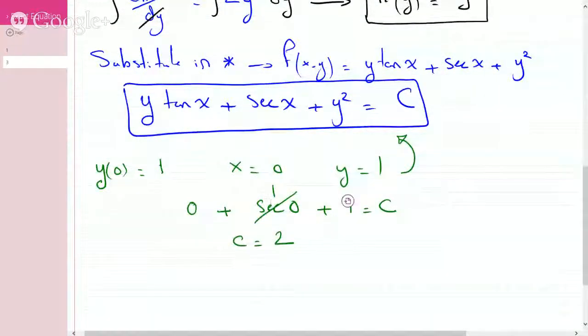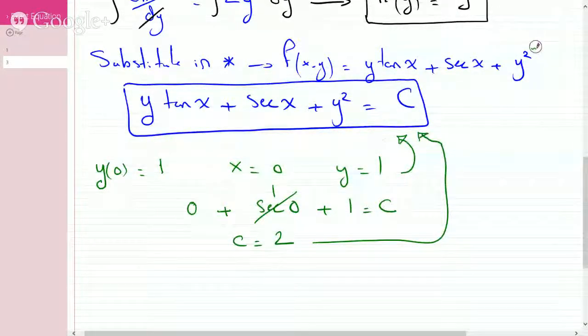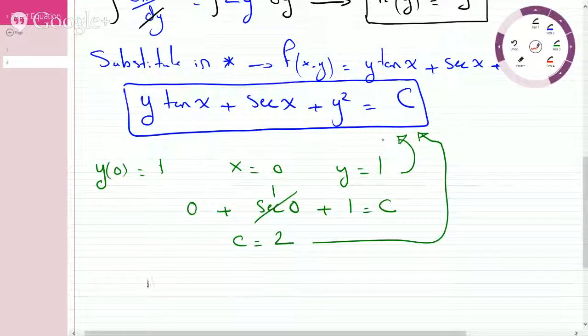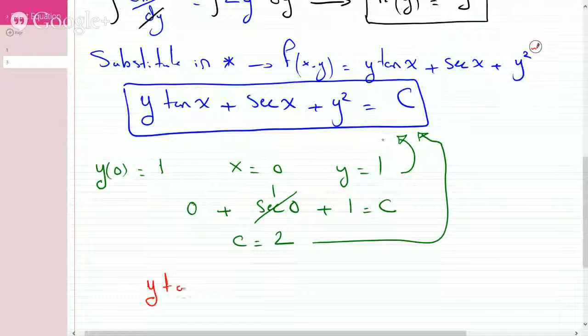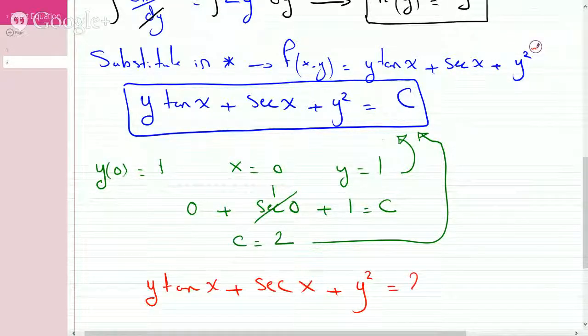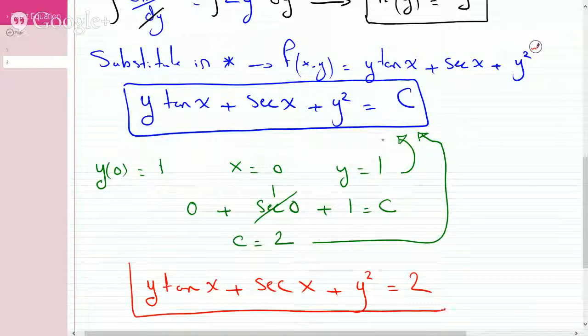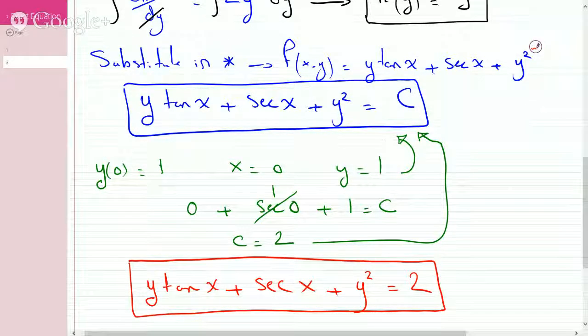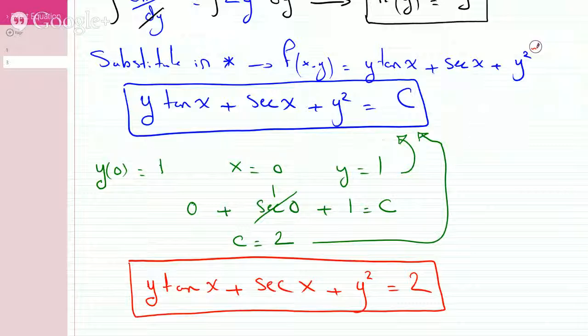So then we plug in c here, and we get the particular solution of our differential equation to be y tan x plus secant x plus y squared equals 2. And this concludes the problem, where now we singled out the very specific curve out of an infinite number of curves that satisfy the first order differential equation.